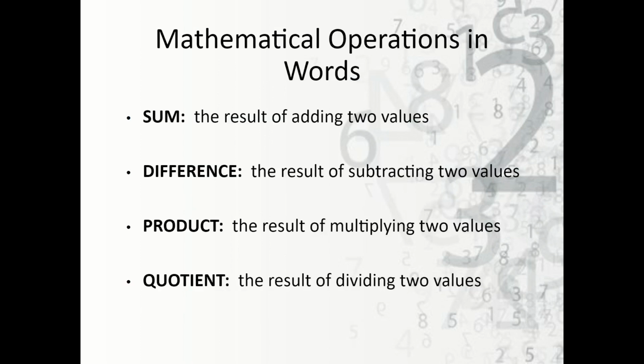Now a couple words that you'll need to know for today's assignment. The first one is sum. A sum is the result of adding. So we're adding two values together. The result is the sum. Difference means we're subtracting. Product means we're multiplying. And quotient means that we are dividing.